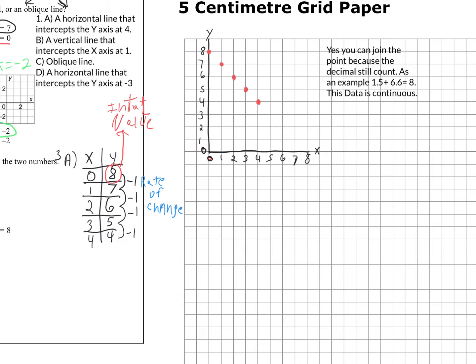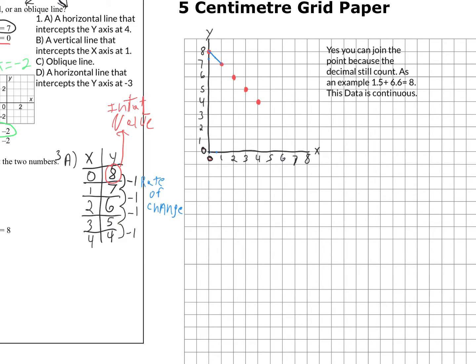So yes, now that I have that there, I can indeed join my points with a line because the data is continuous, which means that even if I pick this point here of 7.5 and 0.5, because it's halfway between 0 and 1, so it'd be 0.5 on my x and 7.5 on my y, I can still use that point because it still would add up to 8, so it still works.